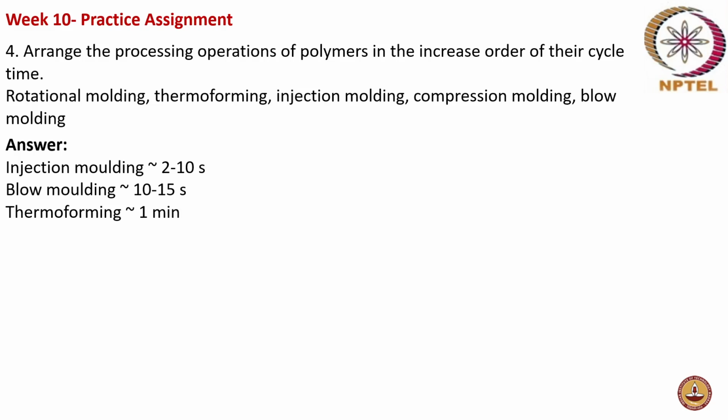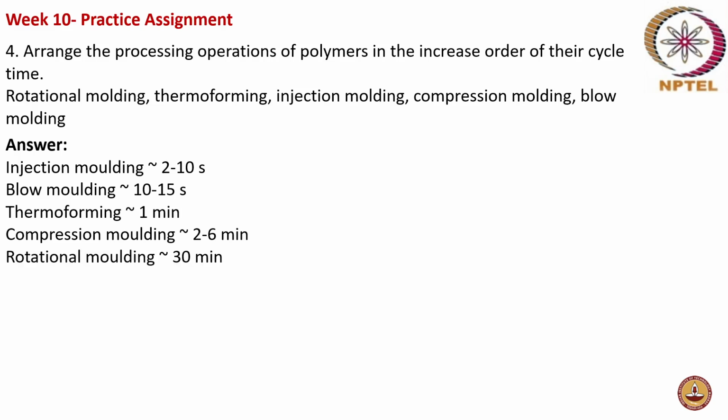Next, thermoforming. It takes 1 minute. For example, it is used in making blister packing. Like, your tablets come in a packing, right? So that is done through thermoforming. Those holes and all, it comes, right? For placing each of the tablets. So that kind of a shaping operation is done by thermoforming, that takes 1 minute. And then compression molding takes 2 to 6 minutes. And finally, rotation molding takes 30 minutes.